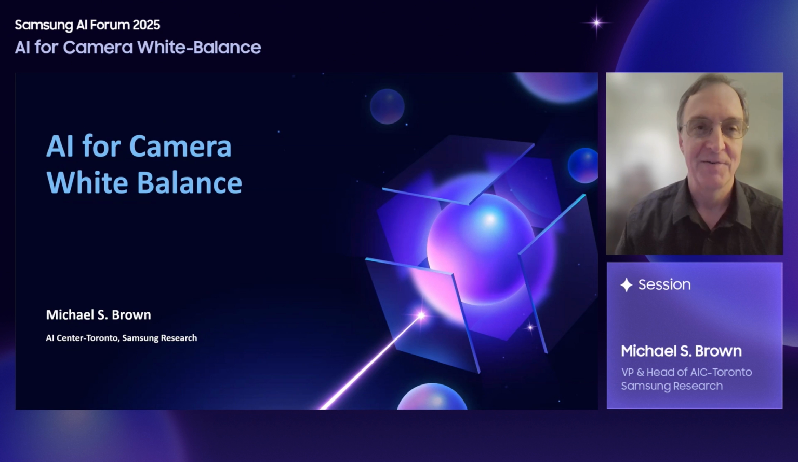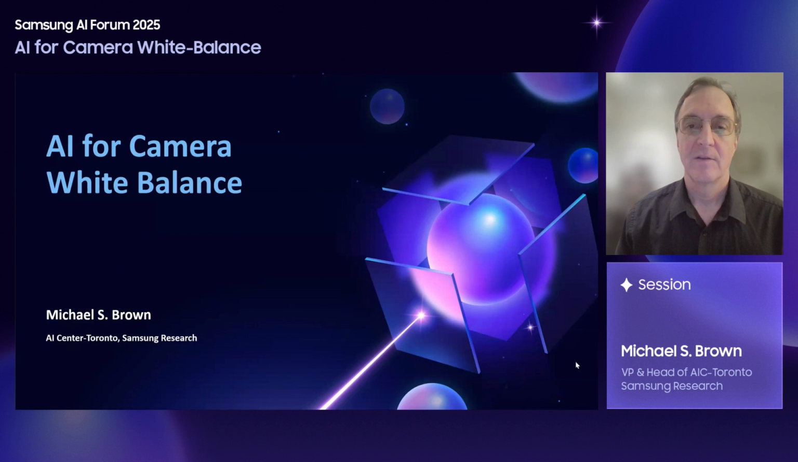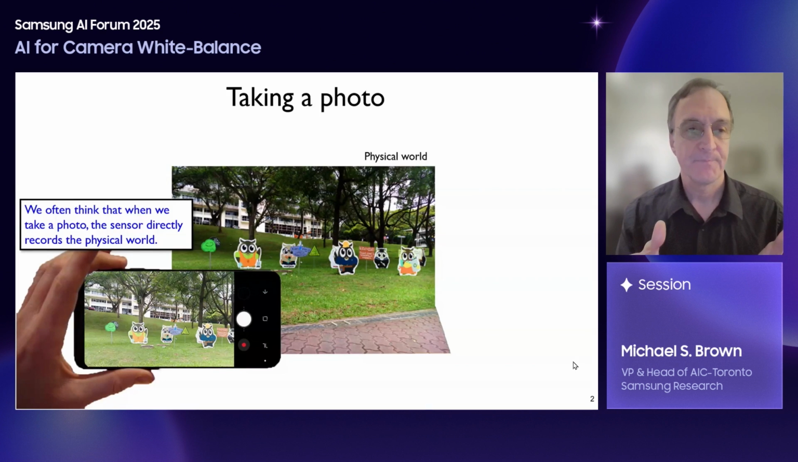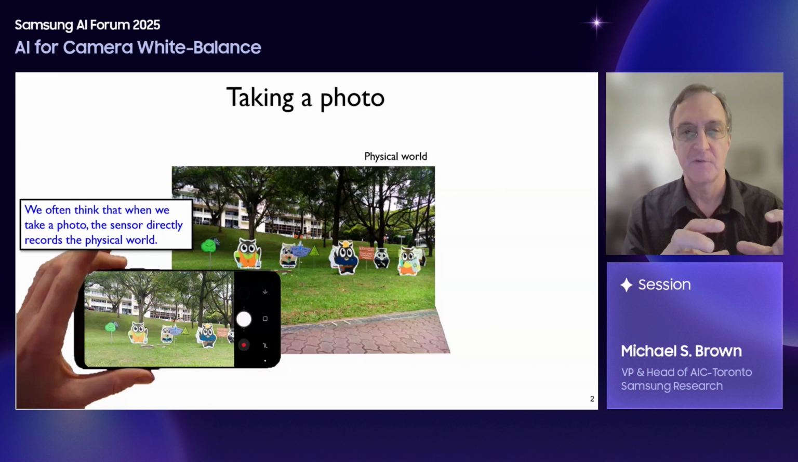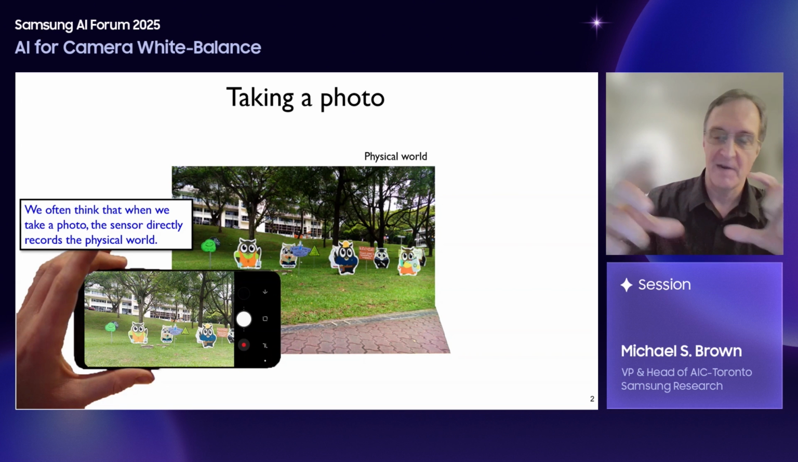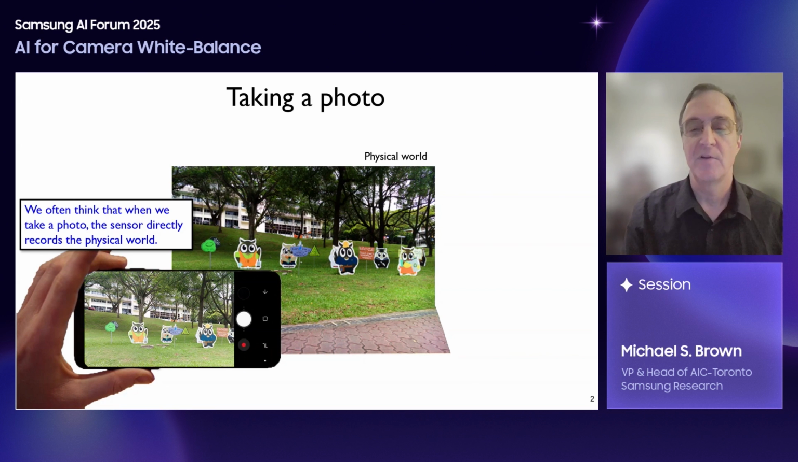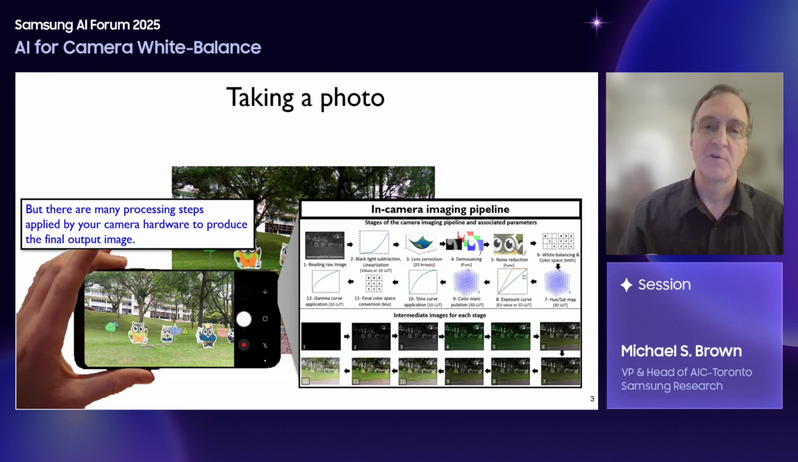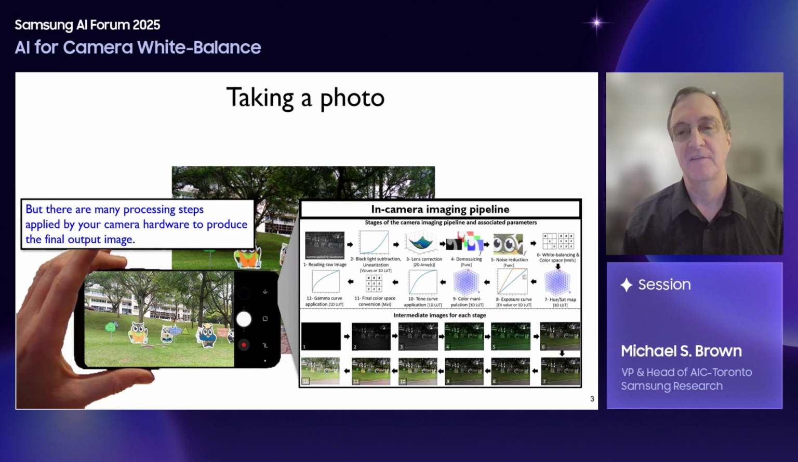So, let me talk about camera and AI white balance. When you take a photo, we often think that what you see on the screen is exactly what's in the physical world. You look with your camera, and what you see through the screen is what you see with your eye. But your camera actually has many processing steps that are applied to produce that image on your screen, right? This photo. And we call this a pipeline because these steps are applied one after the other, and it just continuously does this while you're looking at the image.